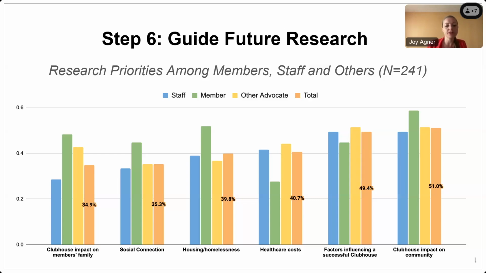And then Clubhouse impact on members' family. Again, really important to look at factors not only impacting Clubhouse members, but the broader impacts. And to my knowledge, there's only one qualitative study that looks at this so far. I thought these were great ideas and priorities, and hopefully can drive some of the future research.